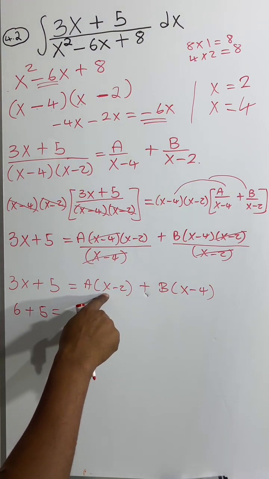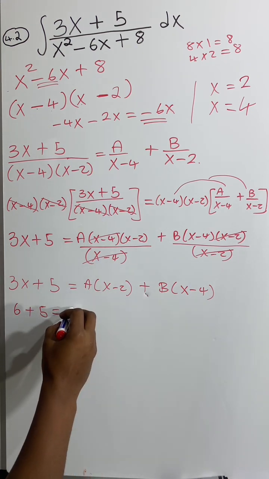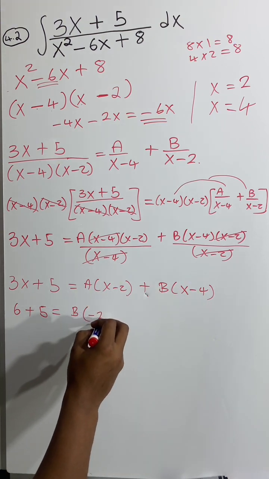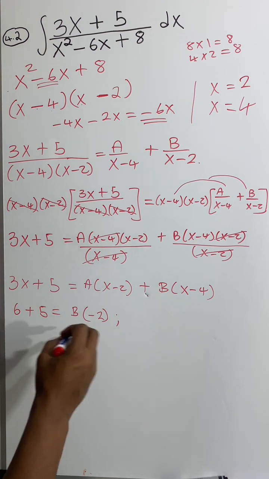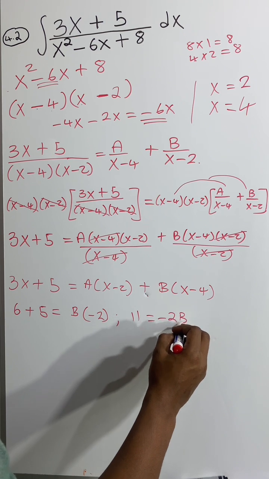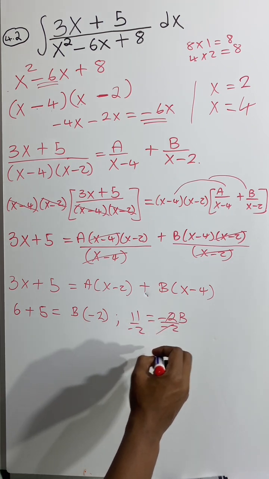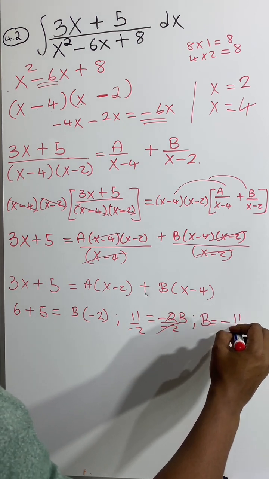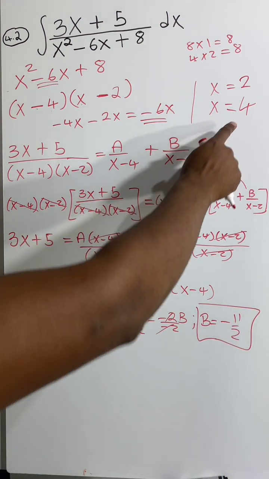When we substitute 2 here, 2 minus 2 will be 0. 0 multiplied by a will be 0. So 2 minus 4 will be negative 2. So 6 plus 5 is equal to 11. We have negative 2b on that side, so we divide both sides by negative 2. That negative 2 will cancel out that negative 2, and it will turn out that b will be equal to negative 11 over 2.